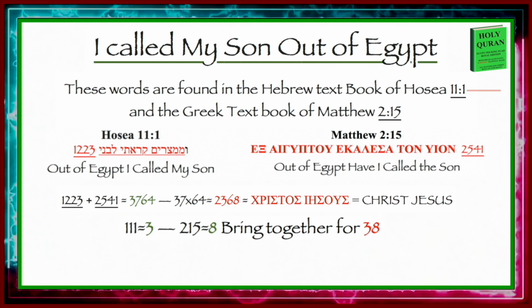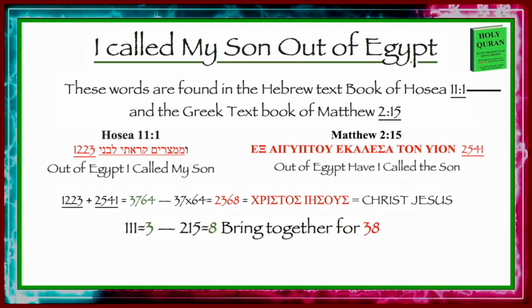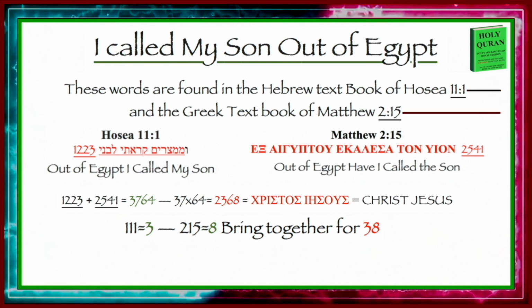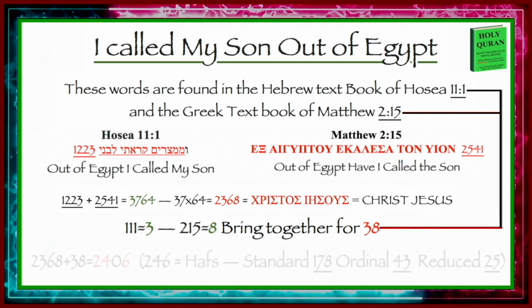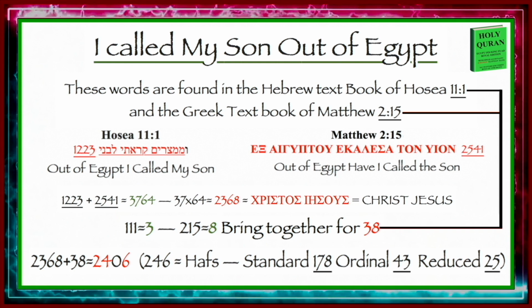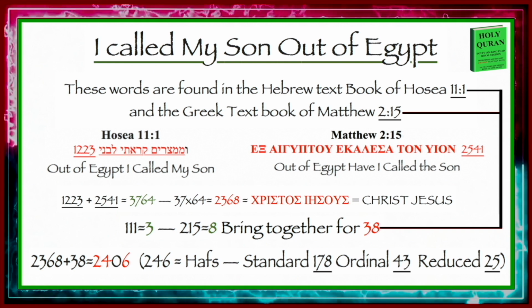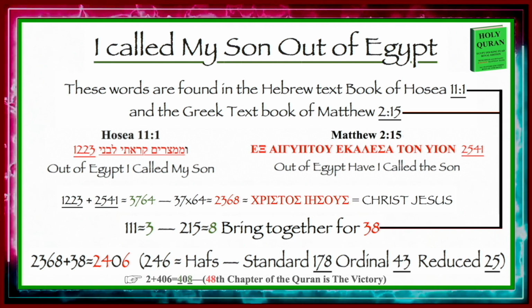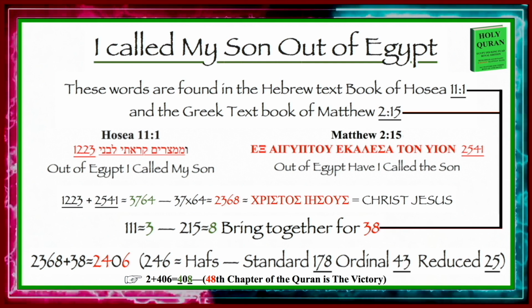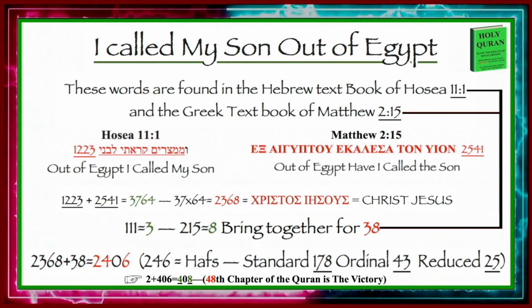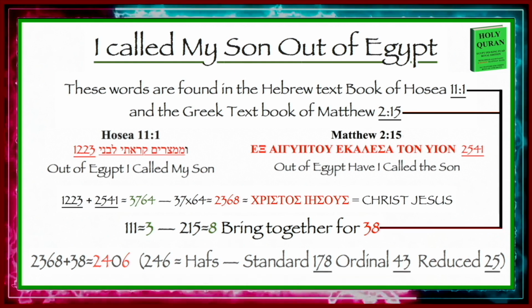Now, if we reduce down the chapter and verse of the book of Hosea, we get 3. If we reduce down the chapter and verse of the book of Matthew, we get 8. Bring these together and we have 38. 2368 plus 38 equals 2,406. Drop the 0 and we get 246. 246 is the numerical value for the Arabic word Hafs. Standard 178, ordinal 43, and reduced 25.